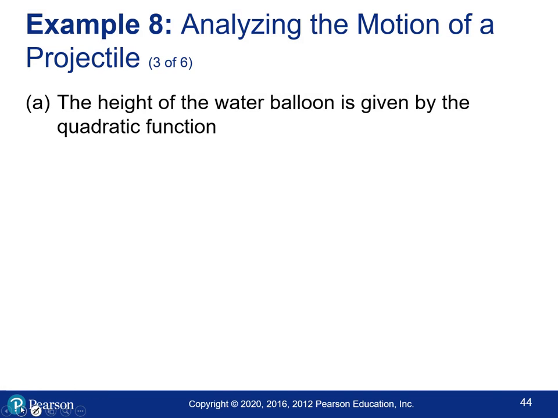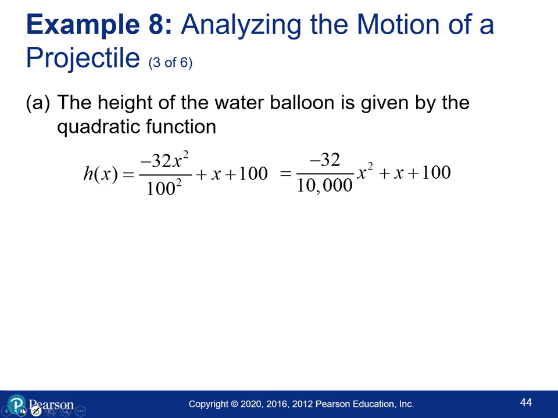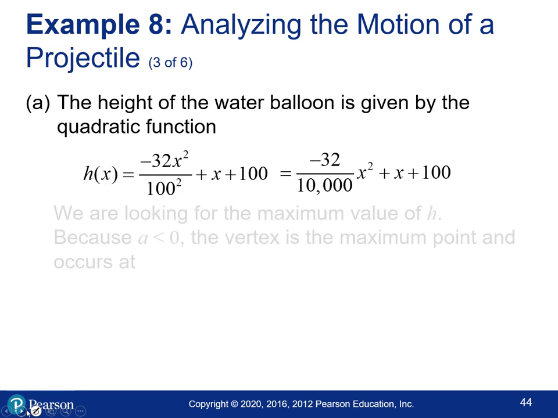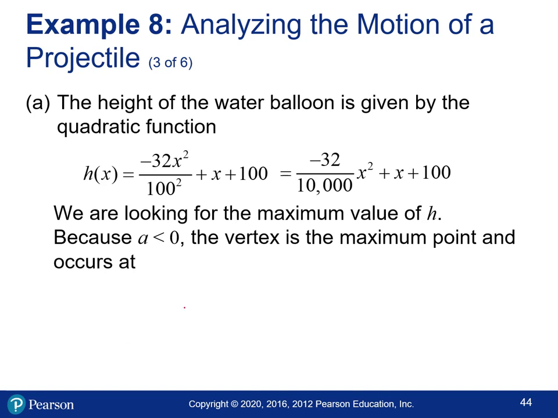Now the height of the water balloon was given by our quadratic function, and so what we want to do is find the vertex because we are asked about the maximum height. The only difference here is simplifying the fact that 100 squared is 10,000, and we want the maximum value of the height h, and that's going to be at the vertex.